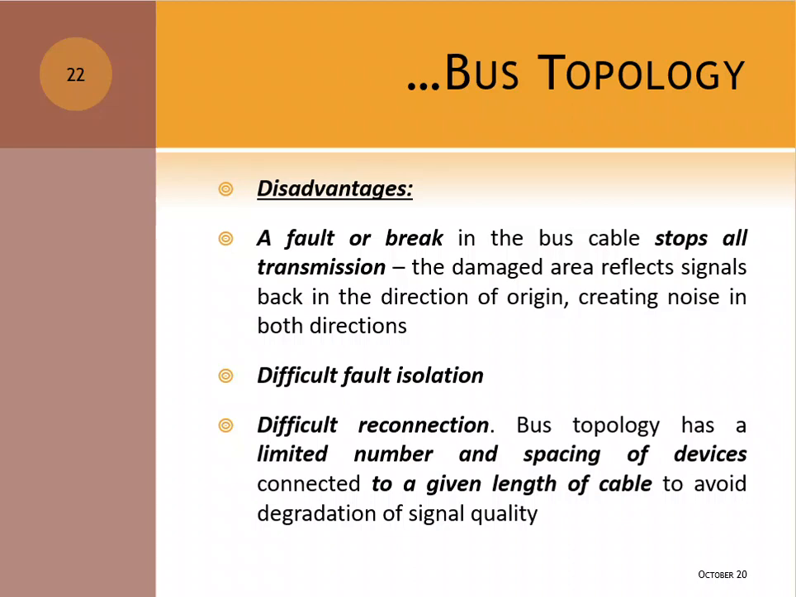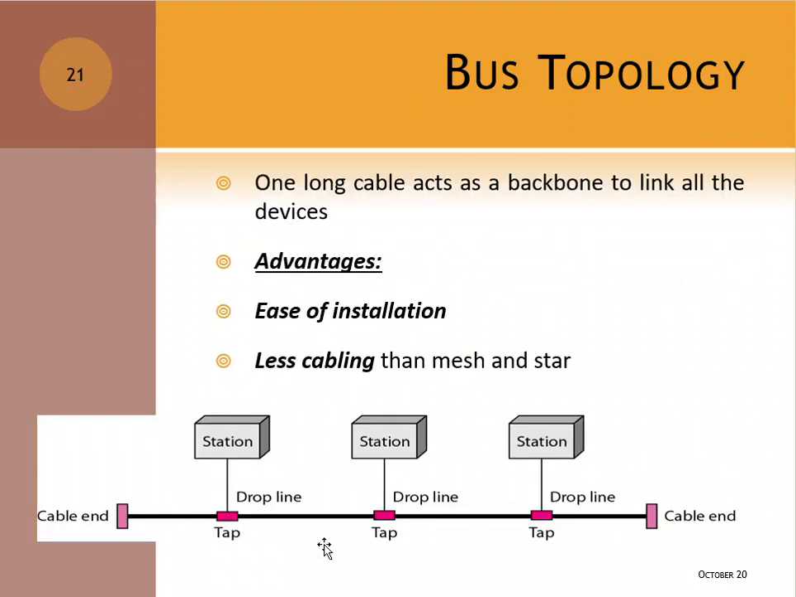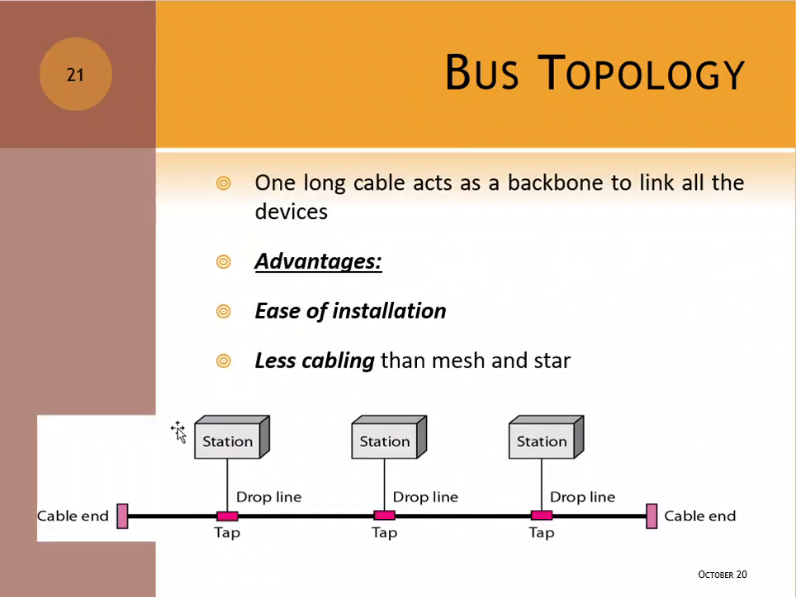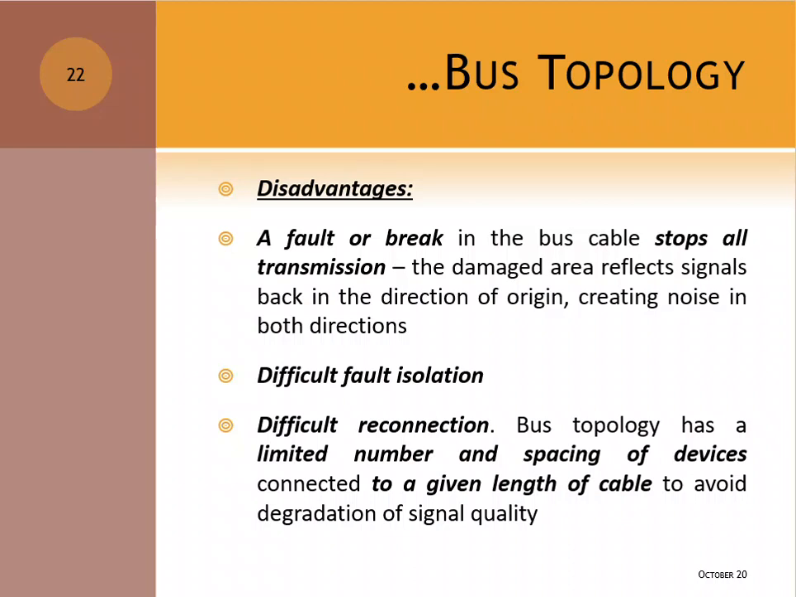The disadvantage: a fault or break in the bus stops all transmission. The damaged area reflects the signal back in the direction of origin, creating noise in both directions. Kalau berlaku sebarang kerosakan di mana-mana dalam bus topologi ni, signal tu akan affected oleh noise. Noise will be created in both directions. If there is any break in the cable, it will create noise that will affect the signal in both directions.